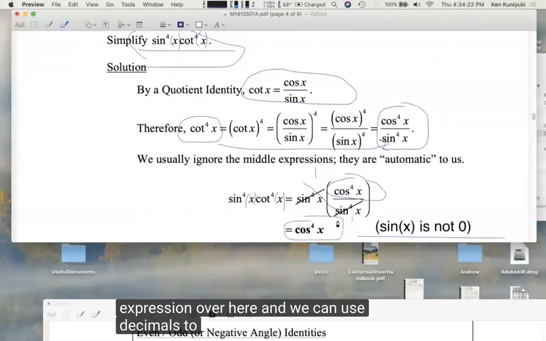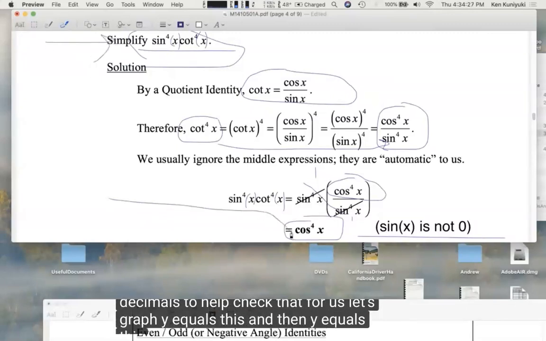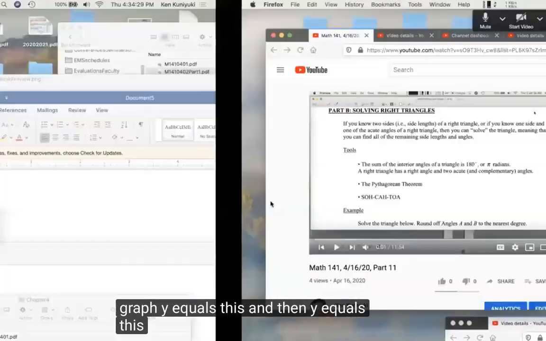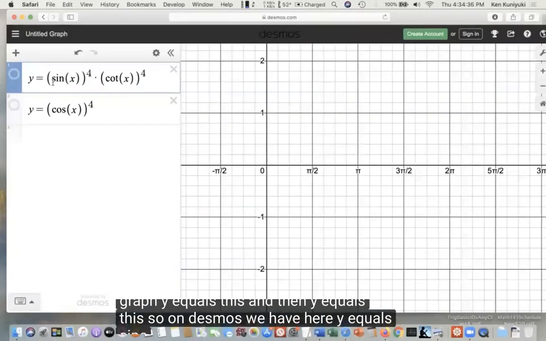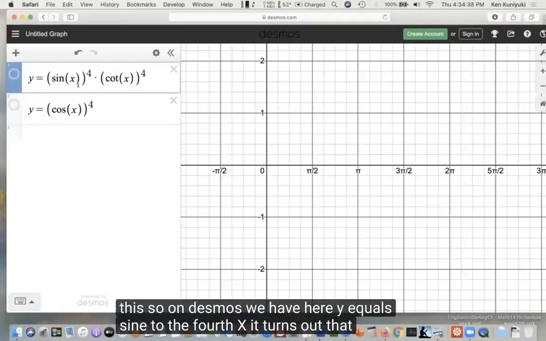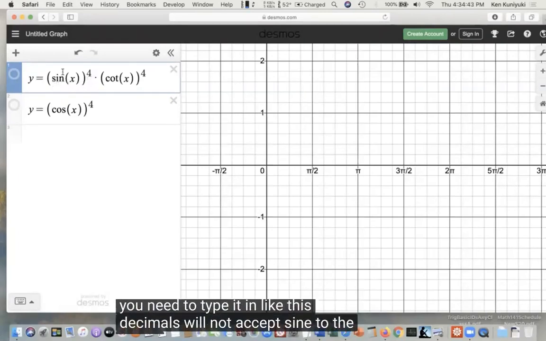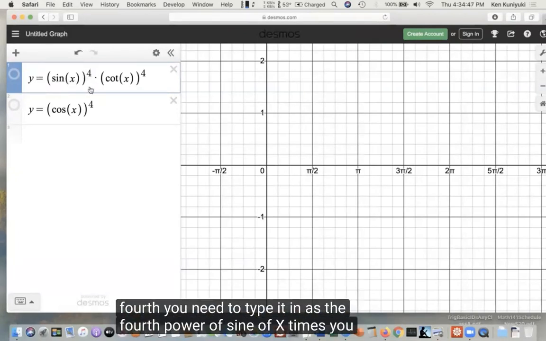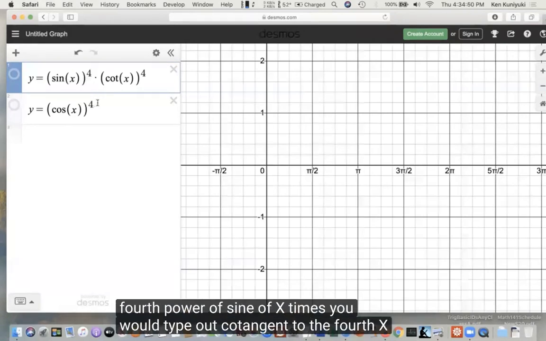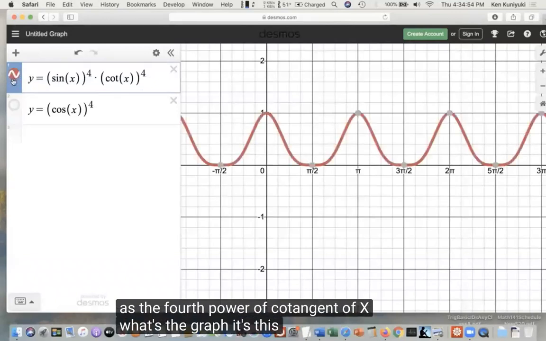And we can use Desmos to help check that for us. Let's graph y equals this, and then y equals this. So on Desmos, we have here y equals sine to the fourth x. It turns out that you need to type it in like this. Desmos will not accept sine to the fourth. You need to type it in as the fourth power of sine of x, times you would type out cotangent to the fourth x as the fourth power of cotangent of x. What's the graph? It's this.